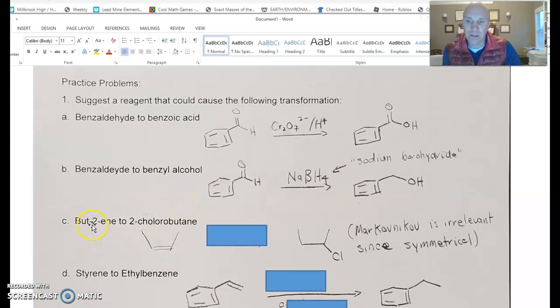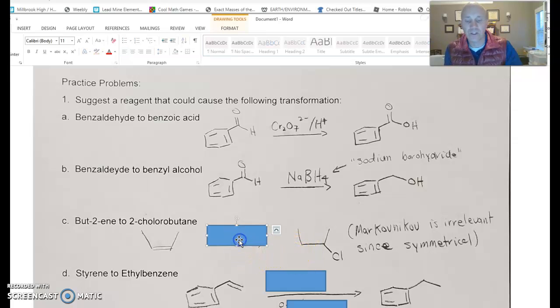Going from this butene right here to 2-chlorobutane, notice that this is an addition. One giveaway that this is an addition reaction is that you've gotten rid of the double bond. When you go from a chemical that has a carbon-carbon double bond to one that doesn't, an addition reaction should come to mind. So take a look at what's been added. Notice there are two hydrogens, one here and one here. The difference between these two is that you've added a chlorine to this atom and an extra hydrogen to this atom right here.